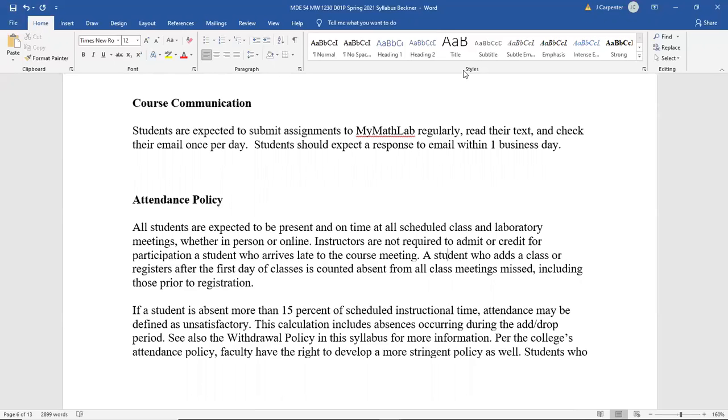A 60 would technically be passing 54, but no, if you fail 54, that means that you fail 154. There is no grade, there is no percentage for this course. It's, did you attend the whole time? Did you do the homework? Then you passed. That's it.